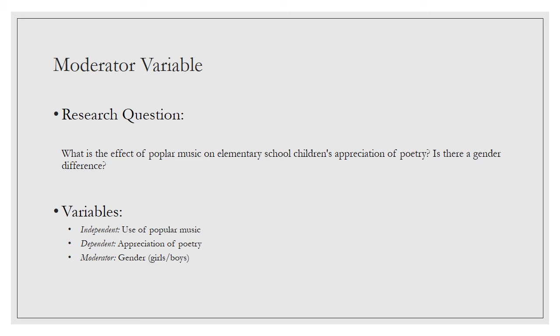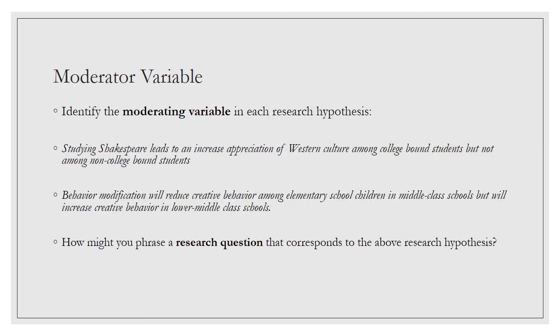And then, is there a gender difference here between girls and boys in our population? There may be that in one self-identified gender there is no difference, whereas in another there is a difference. So we're using that as a moderator variable, so we can explore that. If we don't model that into our study, we wouldn't be able to tell that to be the case. So let's go ahead and try out understanding some moderator variables again. We're going to identify those moderator variables in each of these research hypotheses.